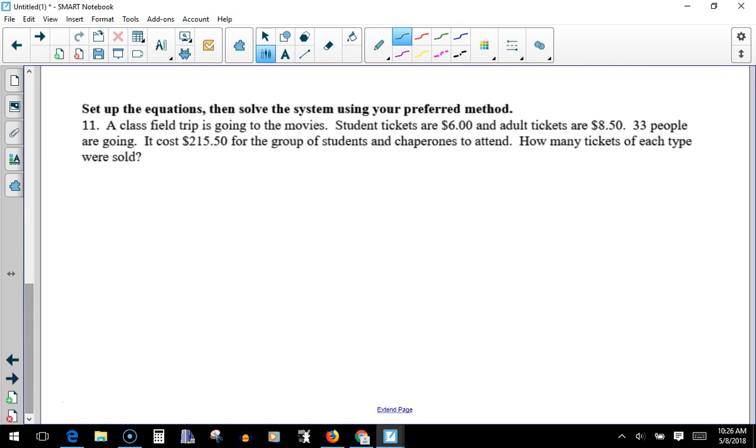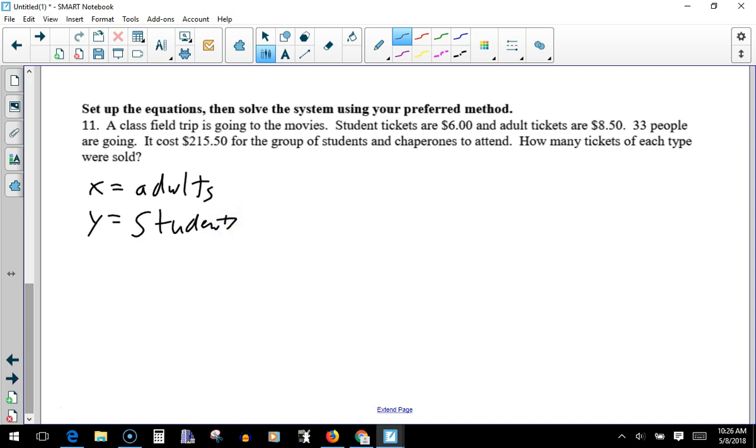Number 11. Okay, setting up the problem. We have a classic problem here where we have student tickets and adult tickets, and people are going to the movies. So this is a classic number, value, value, value problem. So x I need to name and y I need to name. I'm going to say adults and students.